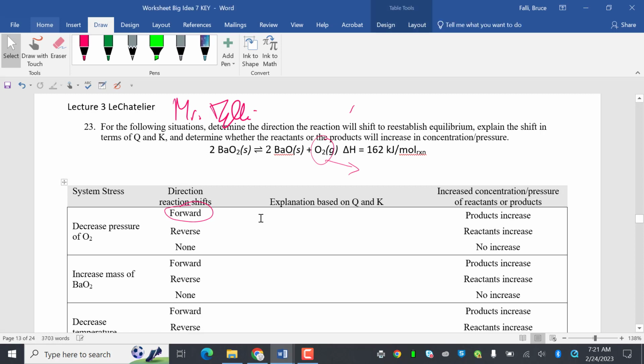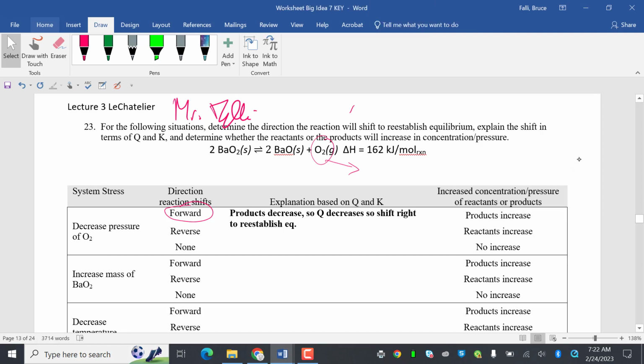So products decrease, so Q decreases. So shift right to reestablish equilibrium. I can put that in bold. Increase concentration of products.